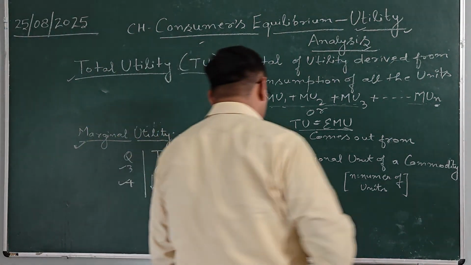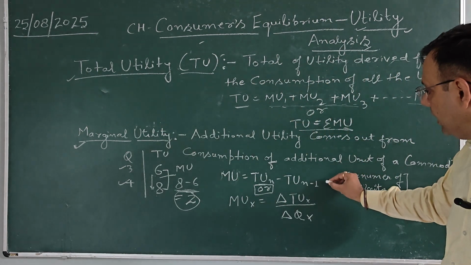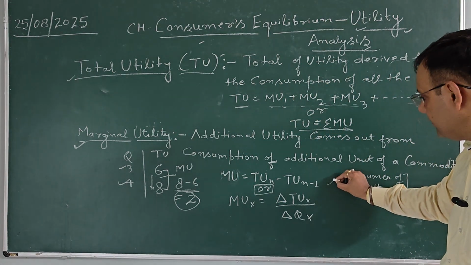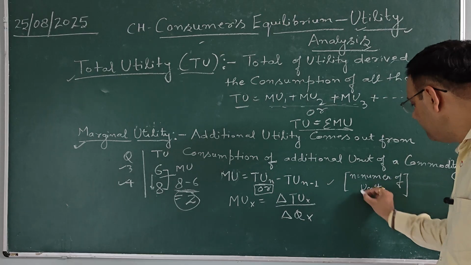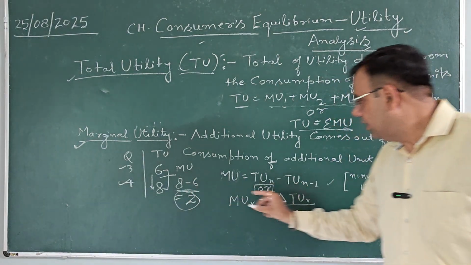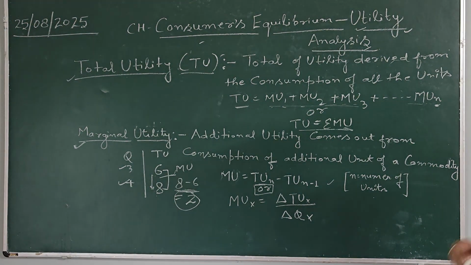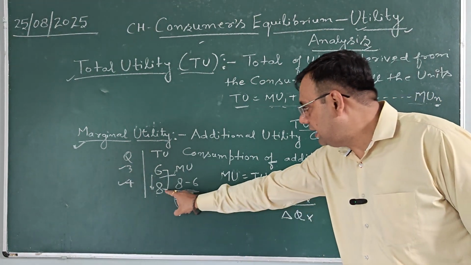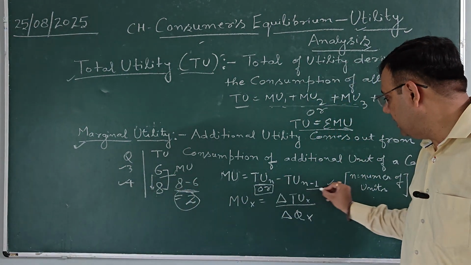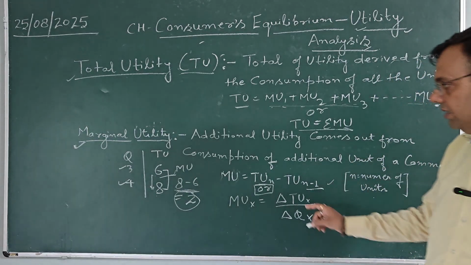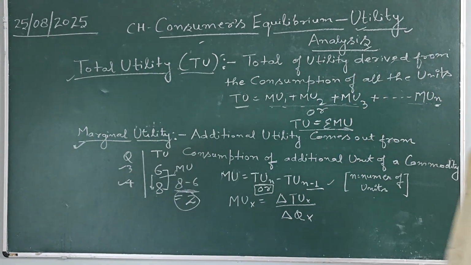So the formula is marginal utility is equal to TUn minus TUn minus 1, where n means number of units. So in this, TUn is 8 and TUn minus 1 is 6, so 8 minus 6. So it is 2 units.